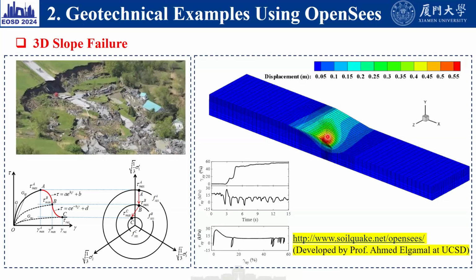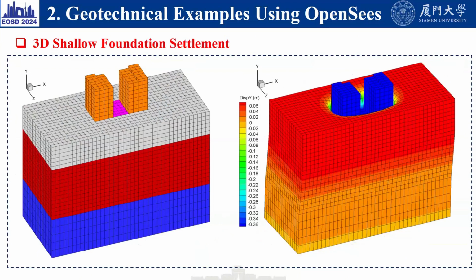The model is also available on SoilQuake. You might need to check. So we also did 3D shallow foundation settlement. It was also verified by a large scale 1G shake table test. There are two towers here. We have a shallow foundation here. The middle layer is the liquefiable layer. So during shaking, the middle layer is liquefied. It becomes like water. So the tower at the top just settled into the ground about 0.4 meter. So this is foundation settlement.